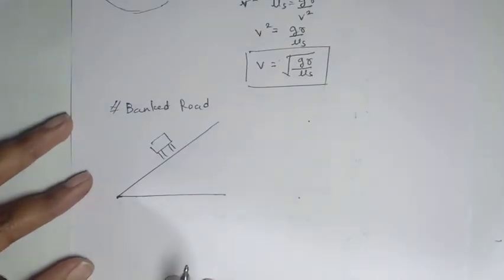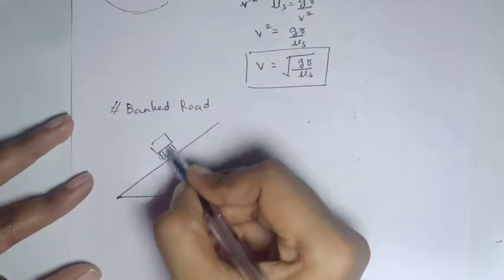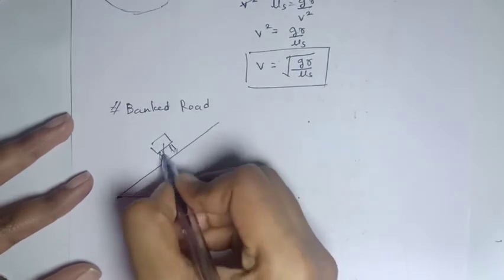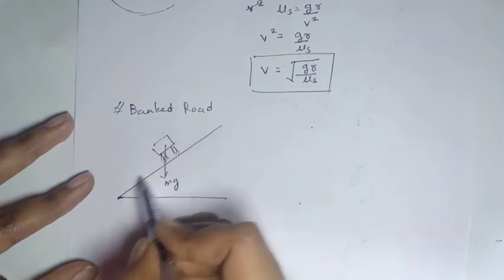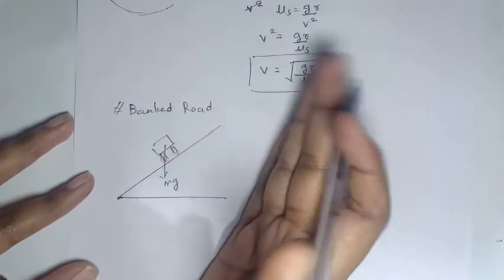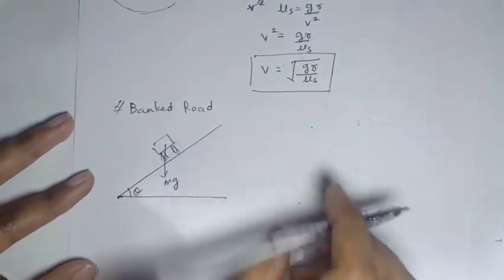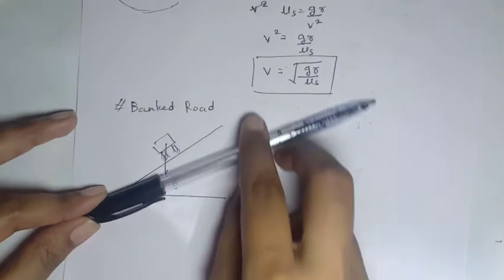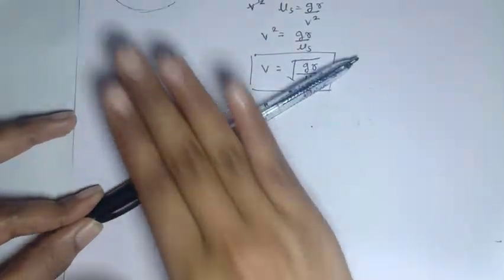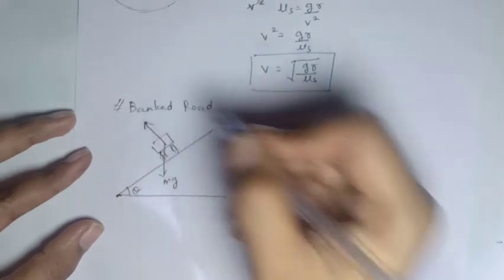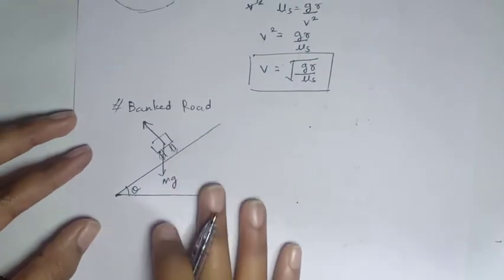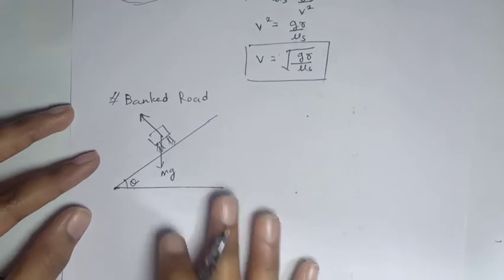So the object will be like this, correct? Again there will be mg acting vertically downward. Now here the normal reaction is slanted by theta. From this surface your object has moved to this surface, so the normal will be perpendicular to the surface, so it will be like this. So this is the main important topic.